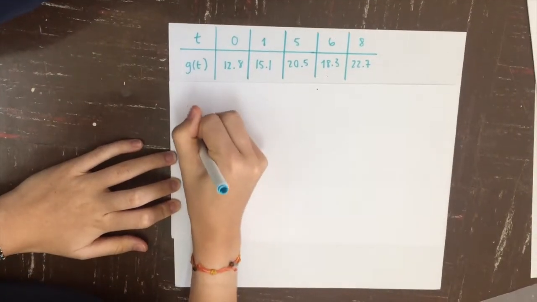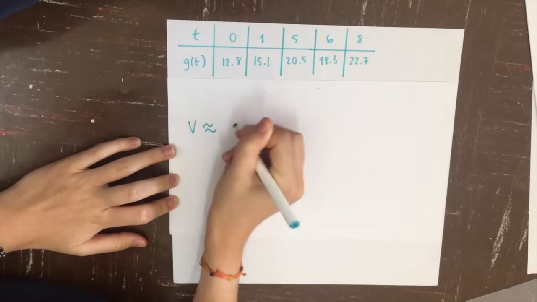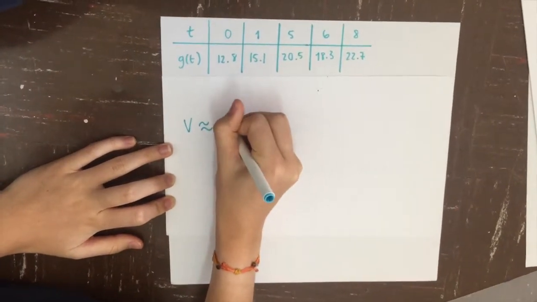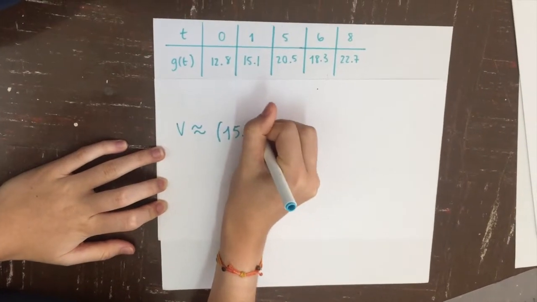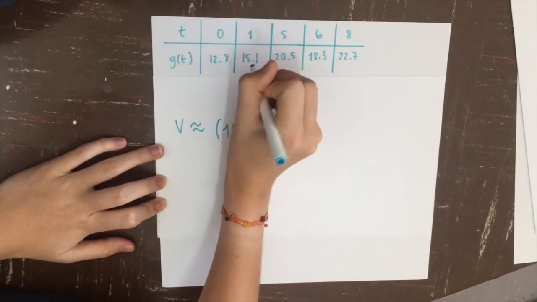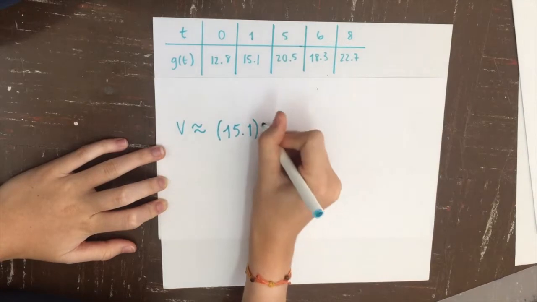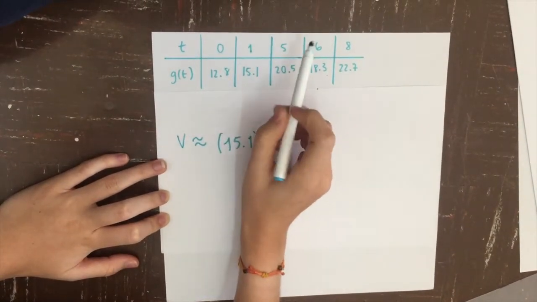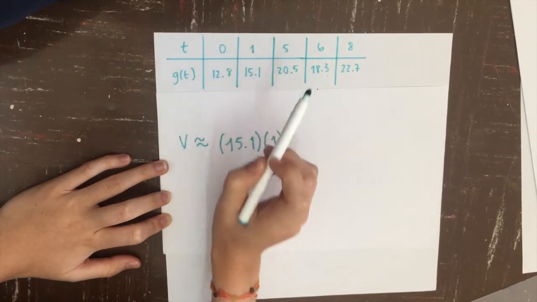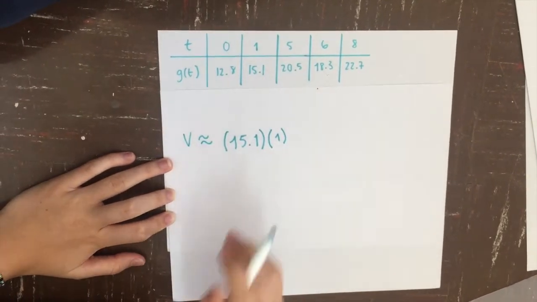To set up the Riemann sum, V is going to be approximately, because it's not an accurate number, 15.1 because it is the second value. Since we're doing a right Riemann sum, we're not using the first value because it's a left value, times 1 because it is the interval of 0 and 1, which is the width.